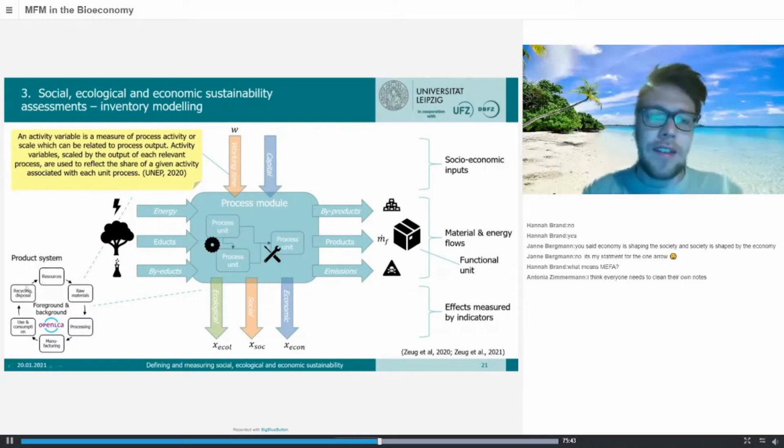Okay, so see it as the inputs: energy, educts, by-educts; and the outputs: byproducts, products, emissions. Of course, for exothermic processes or process units, energy can also be an output. And see it as socio-economic inputs, such as working time as our activity variable, and capital, and effects, which are measured by indicators. They are like the output here, and we have social, ecological, and economic indicators, effects. We are measuring them, and the value we get out of our measuring is the X.